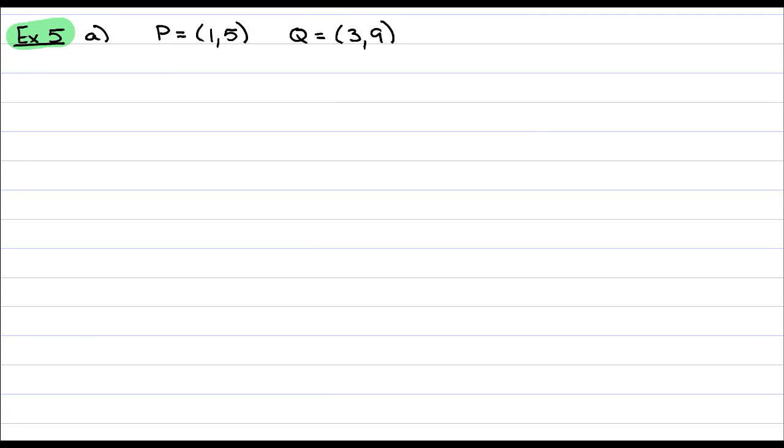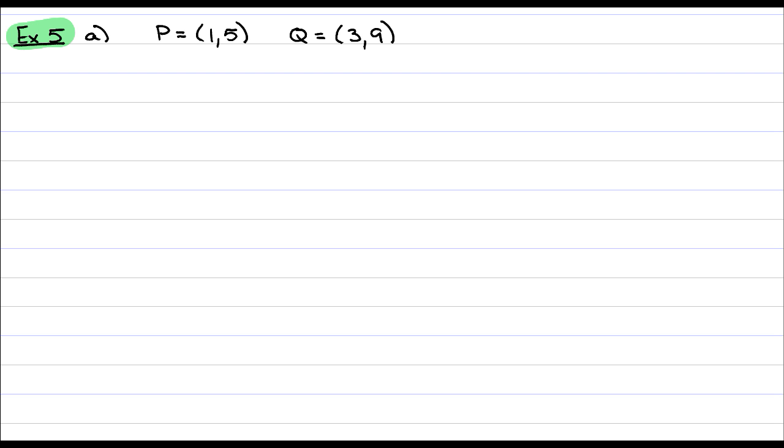Okay, so we all know that if we're given 2 points, we can find a line that passes through those 2 points. And so what we want to do in example 5 is find the equation of that line. And it turns out we've already seen most of what we need to know to be able to do this problem. So for instance, in part A, we have 2 points, (1, 5) and (3, 9), and we want to find the equation of the line that passes through these.